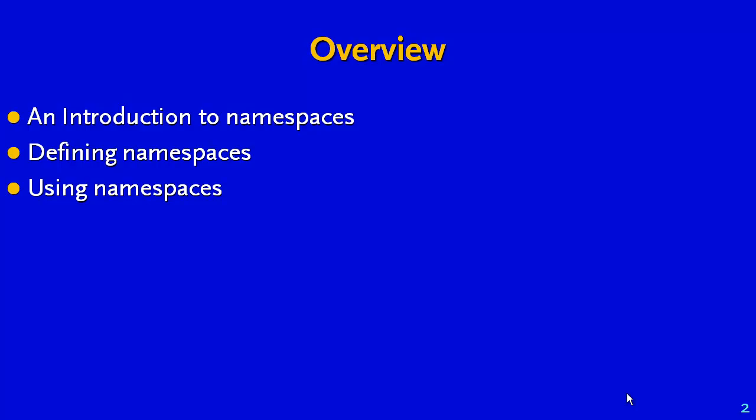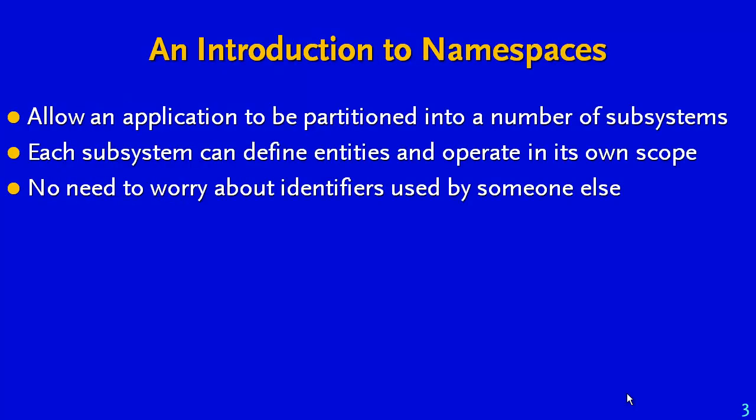Defining namespaces. So I'd like to create a namespace. How do I do it? And afterwards, how do you use a namespace? So basically, namespaces are like a hierarchical directory structure, which will allow you to partition an application into, let's say, subsystems. So each subsystem has its own classes, variables, and so on.